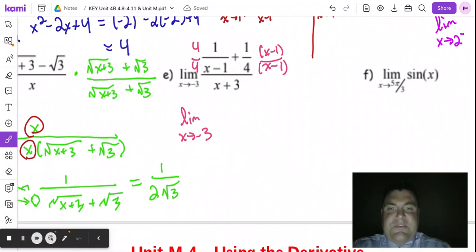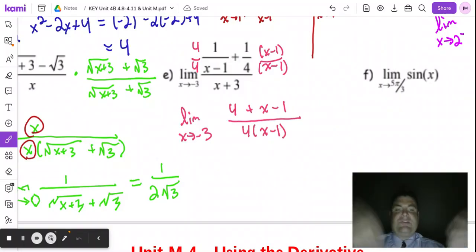So the numerator becomes 4 plus x minus 1 all over 4 times x minus 1. That's me combining just the numerator.